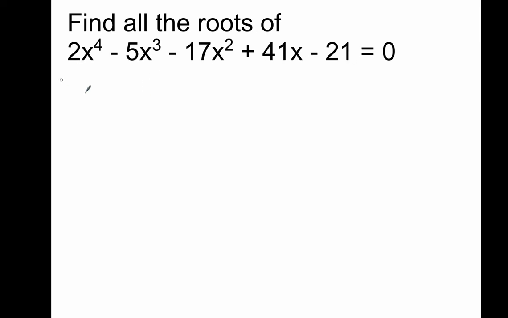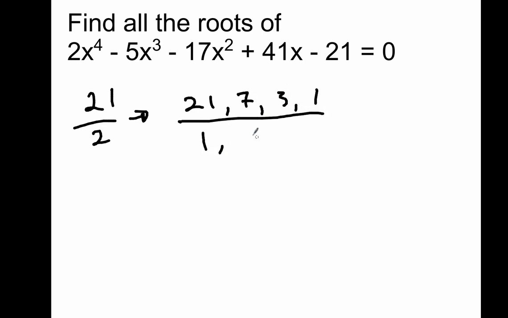Okay, so now this is one of the more difficult examples, so I'm going to go ahead and do this. First is to list all the possible rational roots. So negative 21 and 2 are the things we're going to find factors of, 21 and 2. So 21 has factors 21, 7, 3, and 1, and 2 has the factors 1 and 2. So any combination of this can work.